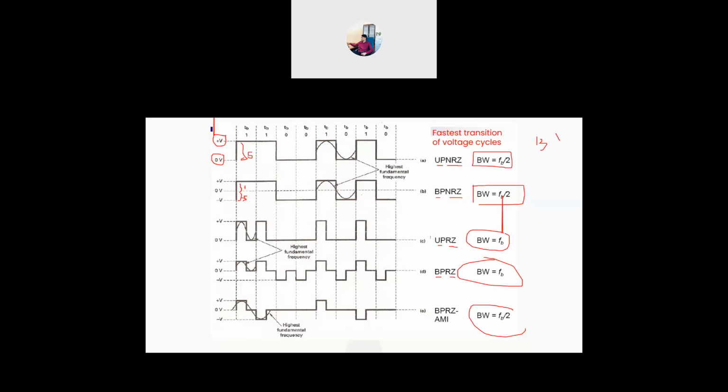So this is the fundamental frequency, the highest fundamental frequency. You know how to do fundamental frequency. It's just 1 over TB. So this one is unipolar return to zero.